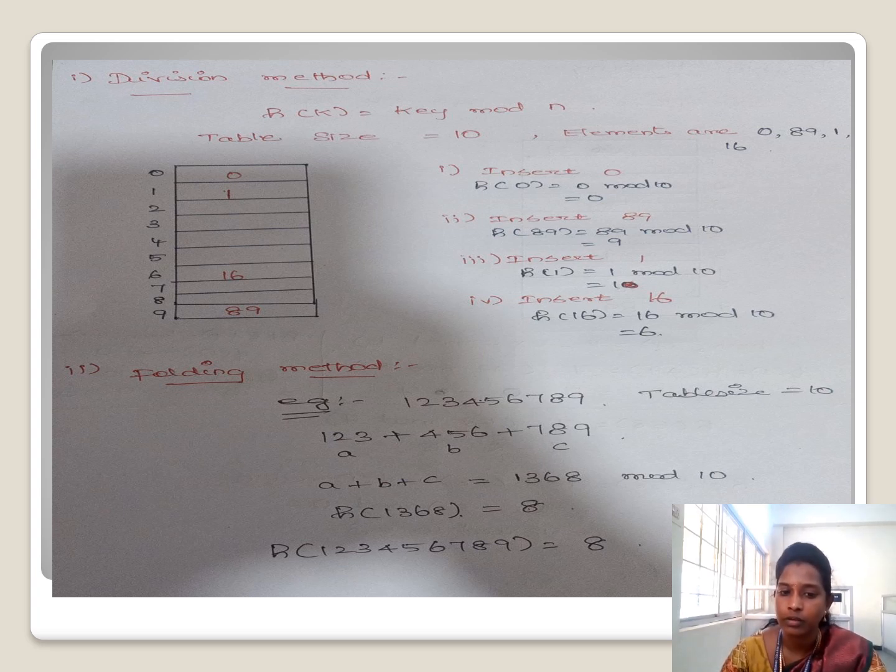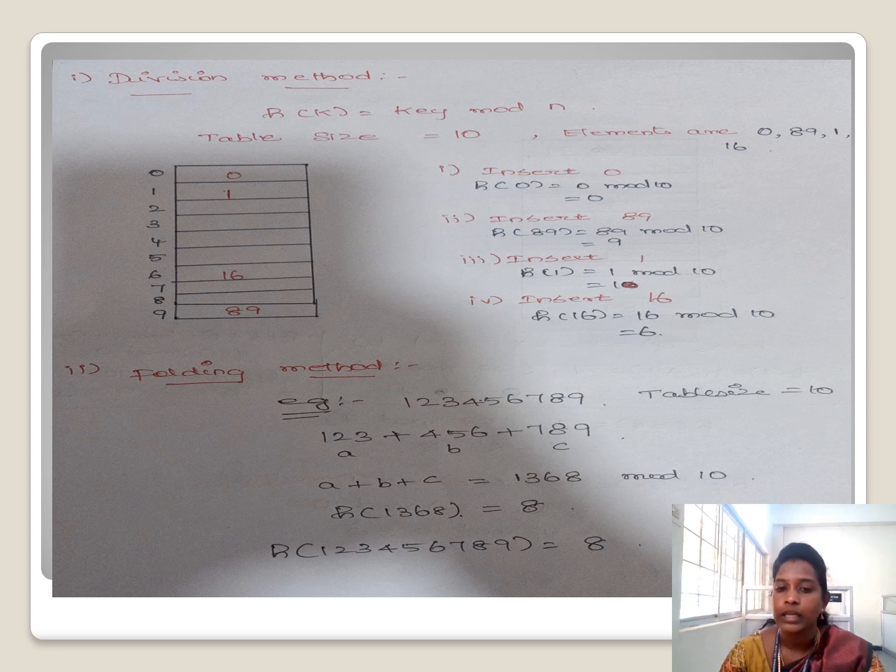Next, the folding method. As I have said earlier, we are going to divide the items into equal halves. The integers given are 1, 2, 3, 4, 5, 6, 7, 8 and 9, and our table size is 10. Similarly, we draw the table like this, with index values 0 to 9. This is our array size, that is our table size.